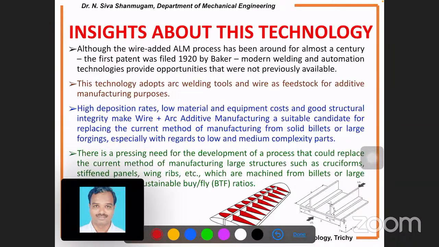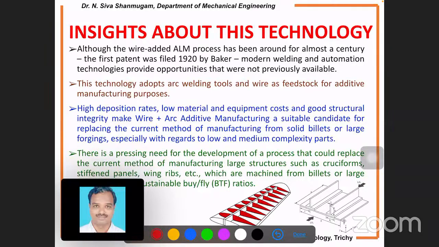Okay, friends. So, insights about this technology: I have discussed what WAAM is, the need for WAAM, and the development of WAAM. Because this process is very old, we have reinvented it once again, since it is about 100 years old. Sir, although the wire arc additive layer manufacturing process has been around for almost a century, the first patent was filed in the year 1920 by Baker. Modern welding and automation technologies provide opportunities that were not previously available.